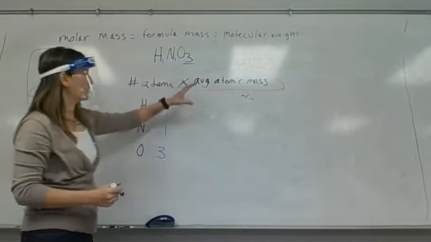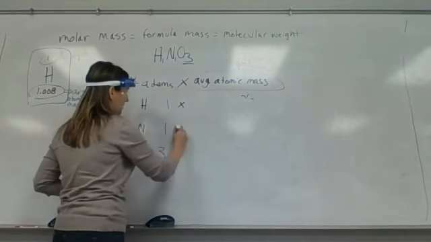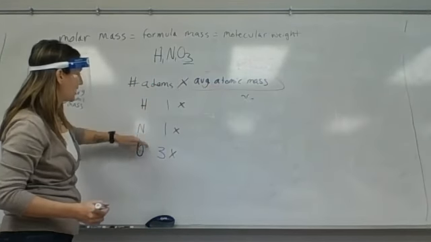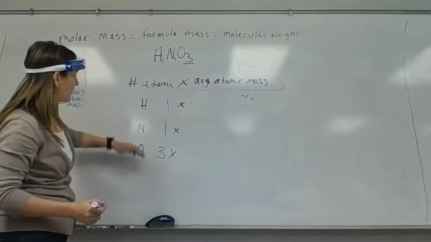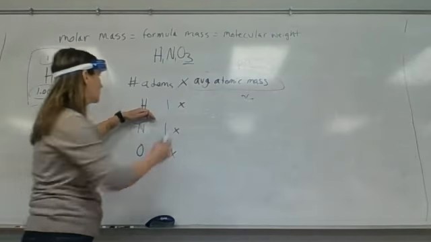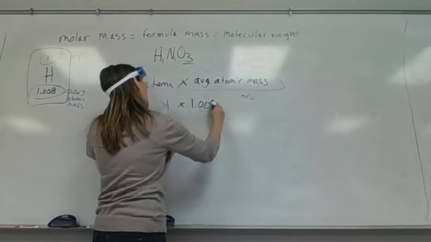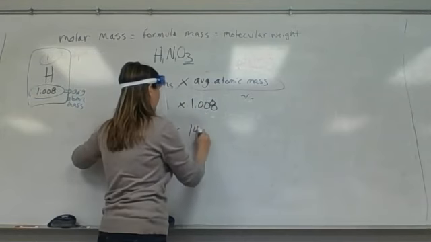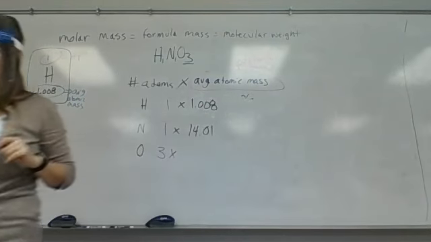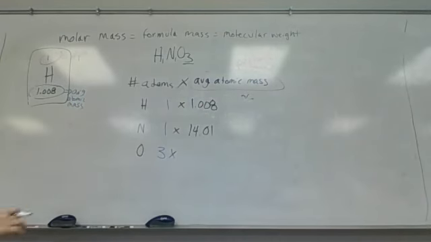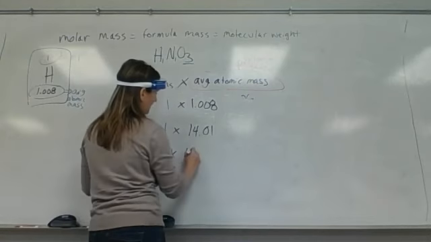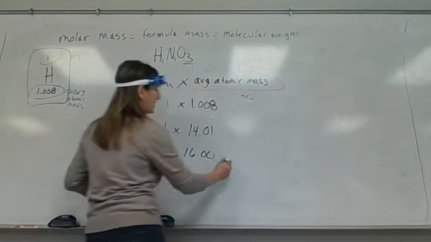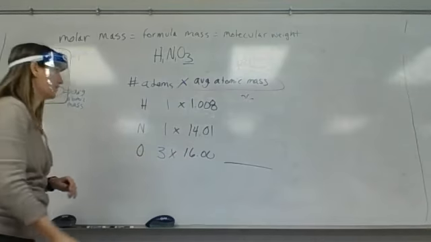Now for the second portion, we're going to take the number of atoms and multiply it by the average atomic mass of each of these elements. So we look these elements up on the periodic table. Hydrogen is 1.008. Nitrogen, I think it's 14.01. It is. And then oxygen is 16. Multiply across and then add them all together to get the total molar mass of that compound as a whole.